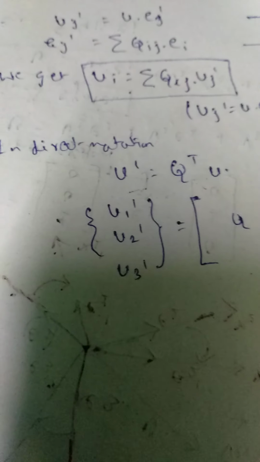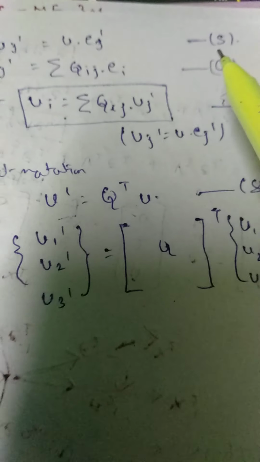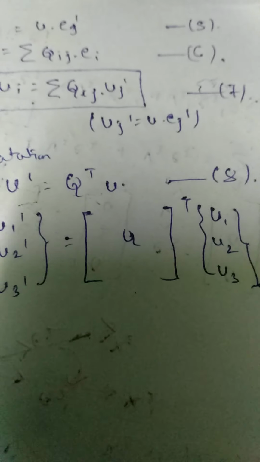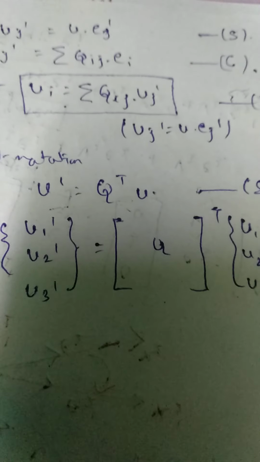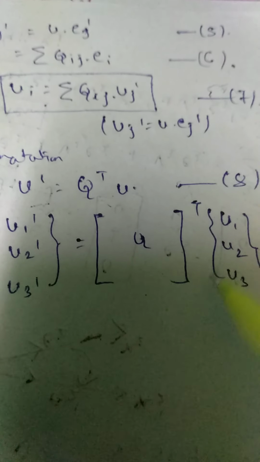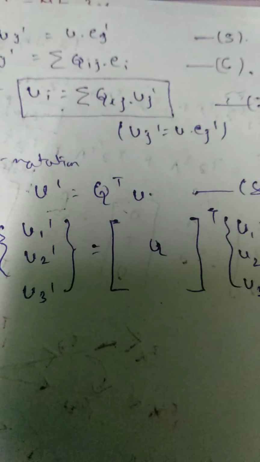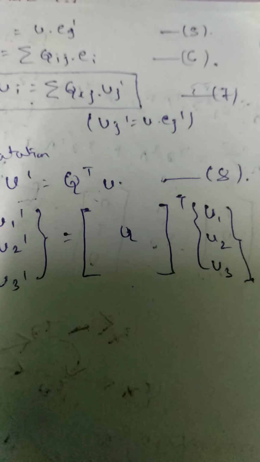Now finally we can write V is equal to Q into V dash. We name that equation 4. So all the quantities which follow these equations 4, 5, 6, 7, 8, and follow all these transformation rules, can be said to be vectors. So this is about vector representation.